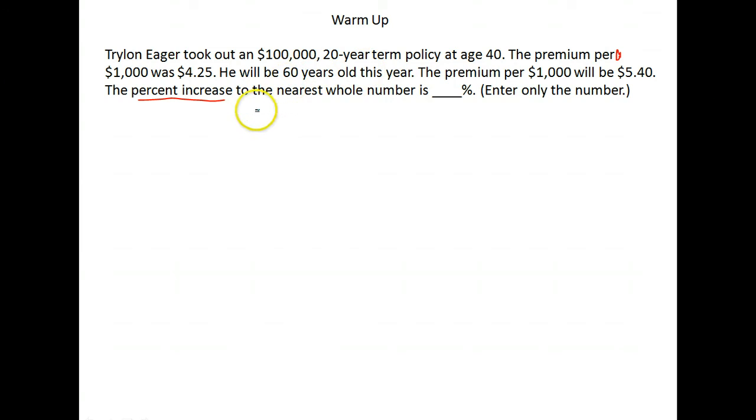Okay, so we're going to follow the same process. First, we need to know how much it increased by. And again, you don't have to find the actual amount he paid annually. You can just go based off of his rate for each. So we're going to find out how much it increased. So we're going to take $5.40 minus $4.25 so we can find the change that's occurred.